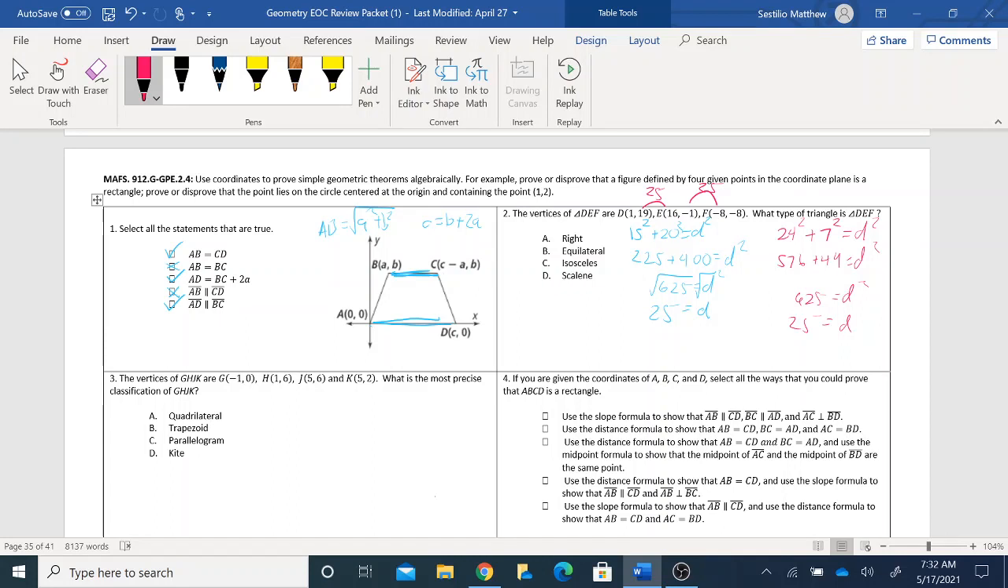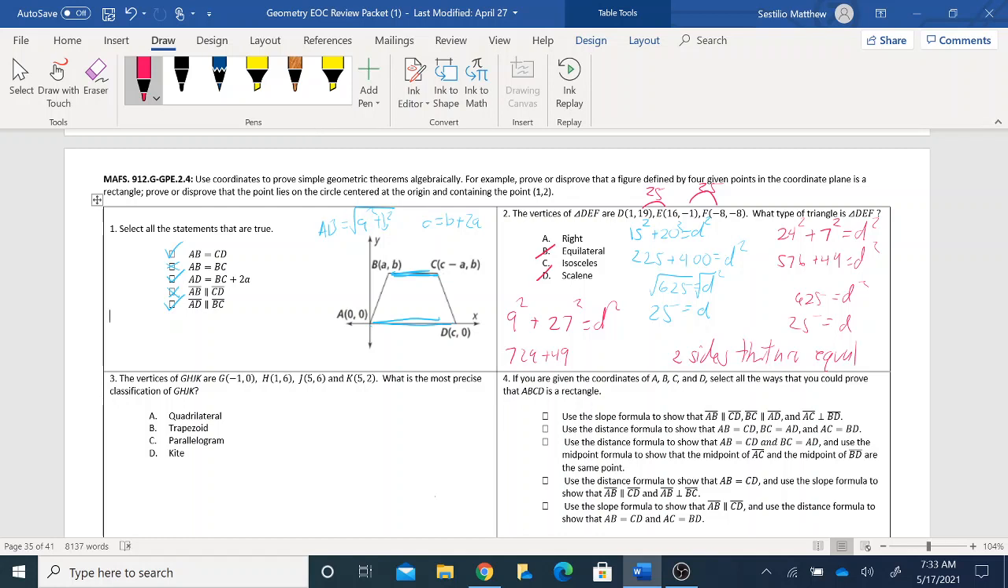Now we got to do D and F. 1 to -8, that's 9 squared, plus 19 to -8, that is 27. Just double check. That's 9. That's 27. So that'd be 49. Right. So 27 times 27 is already 729 plus 49. Okay, so we know this is not going to be the same. So we got two sides that are equal, so we can get rid of equilateral, which means all of them are the same. We can get rid of scalene, which means all sides are different.